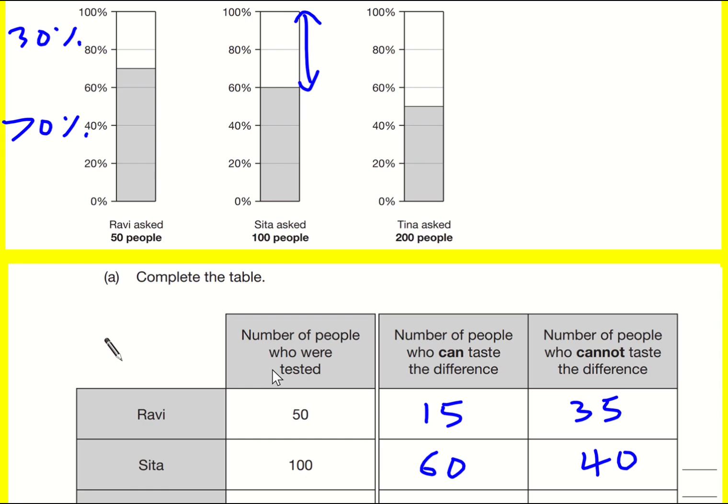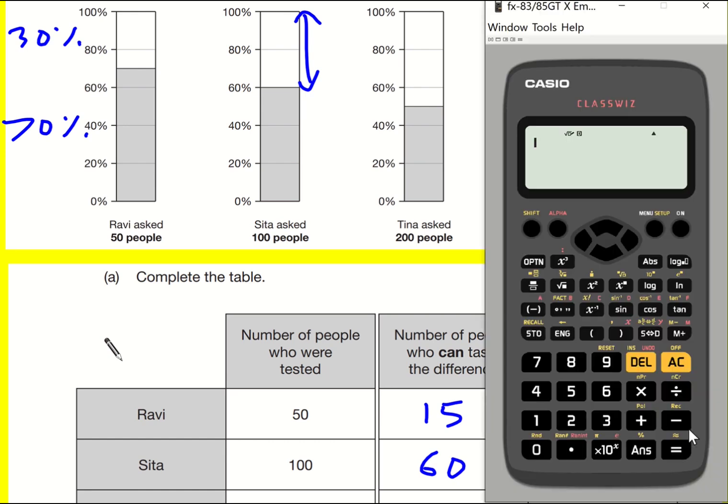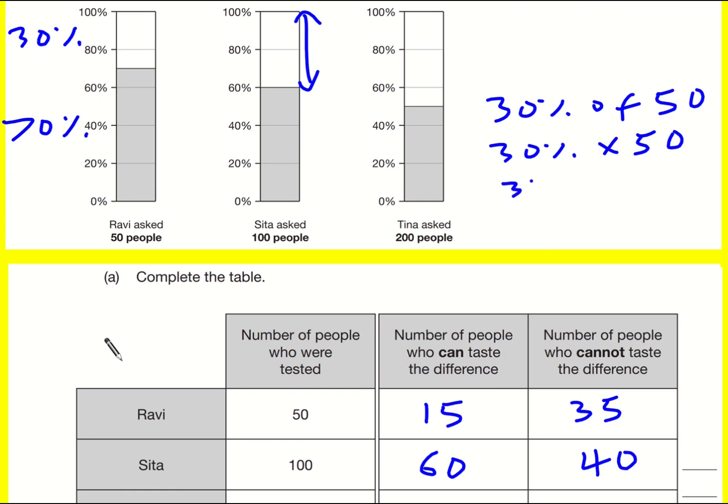The other way you could do it is you could actually work out 30% of 50, and that would be the same as doing 30% times 50, and then you can put that in your calculator. There is a percentage button. All this does is divide it by 100 basically, because that's what percent means. 30% times 50, and we get to the 15. You could also write it as 30 over 100 times 50. I'm not going to go into any more detail on that, but we get those as the answers.